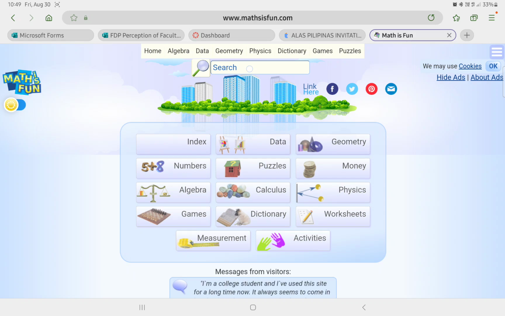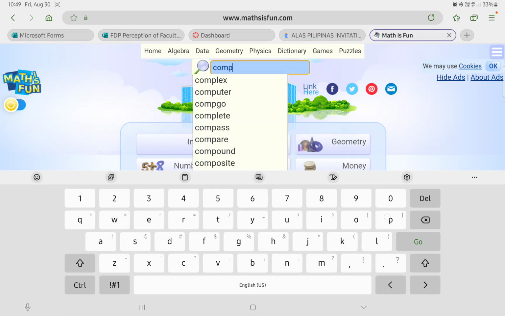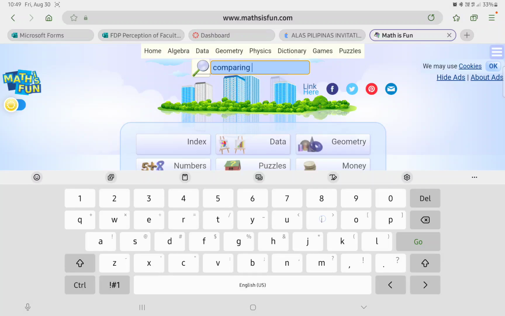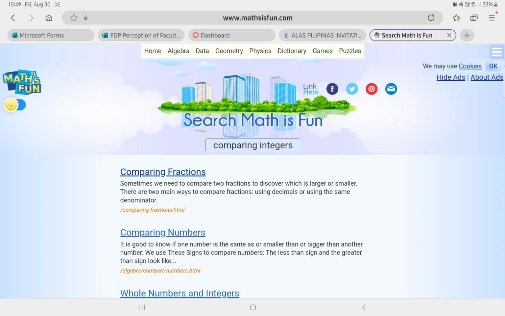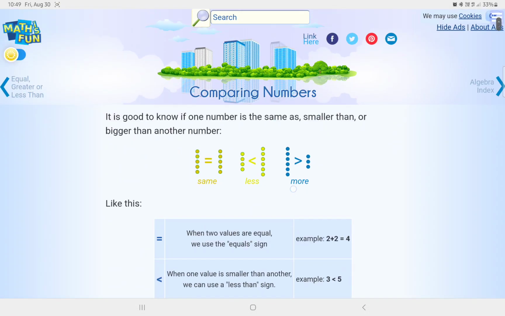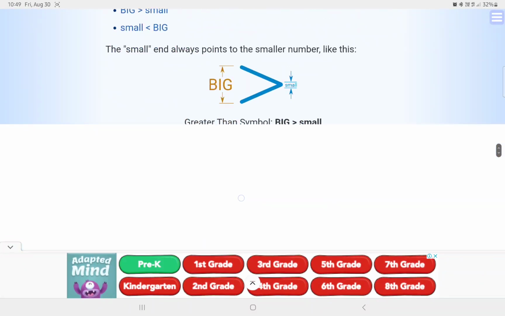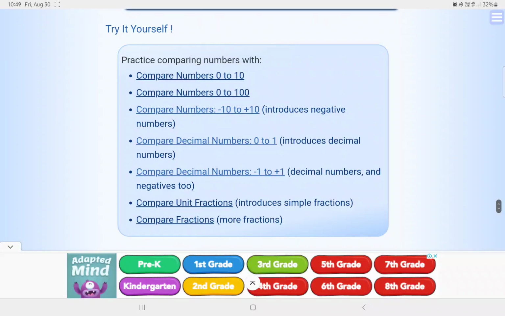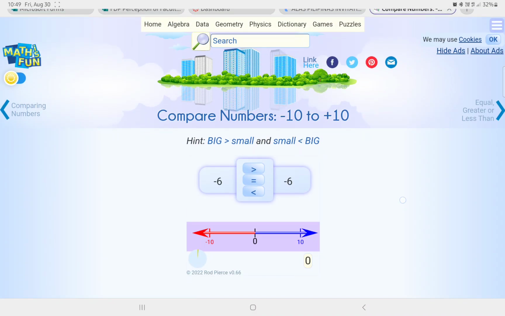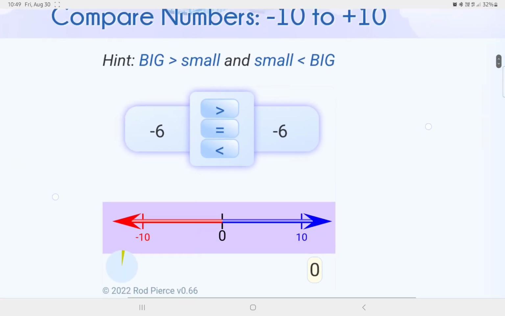So let's go with comparing numbers. These are the symbols that I told you: same, less, more. Let's have an example using a number line. As you can see here, let me just make it a little bit bigger.